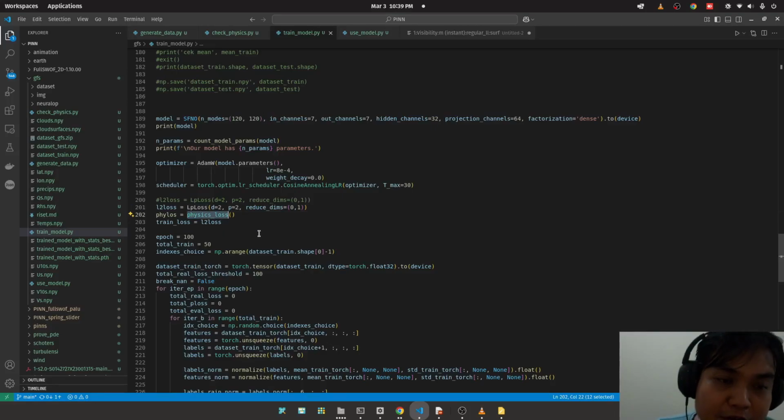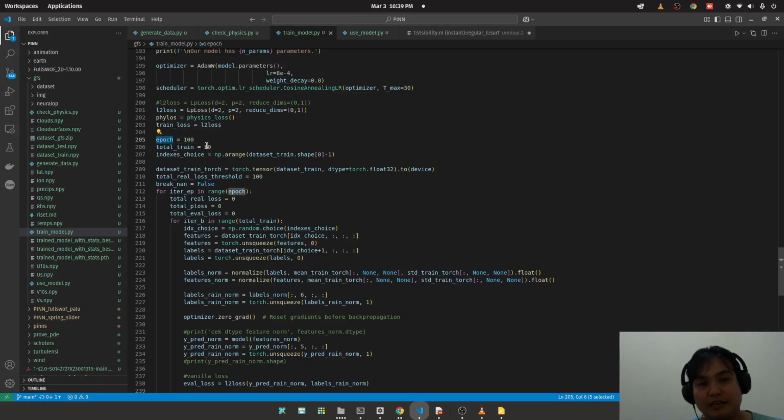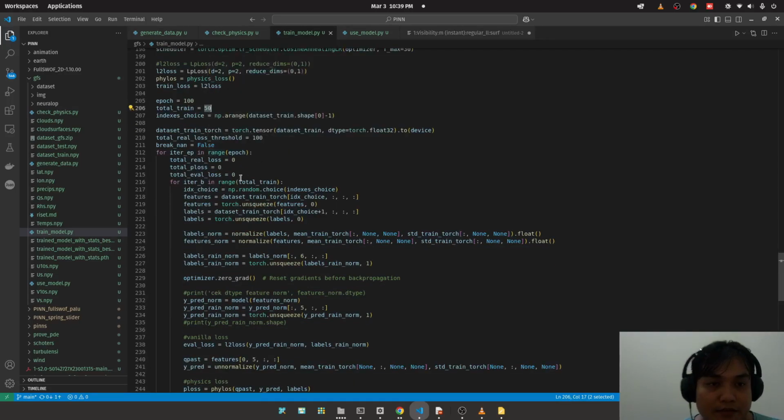Here is our physics laws definition. In this experiment, the epoch count is only 100, and as you know, we only have a limited dataset. Despite having only a limited dataset, the total training for every epoch will be 50 times.